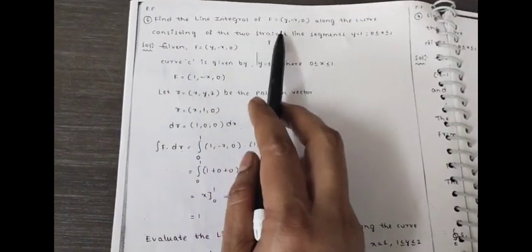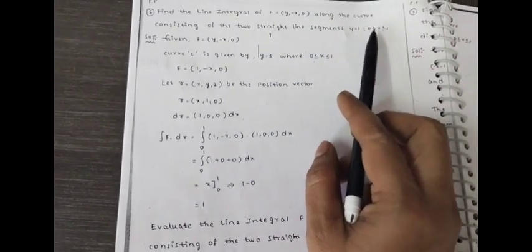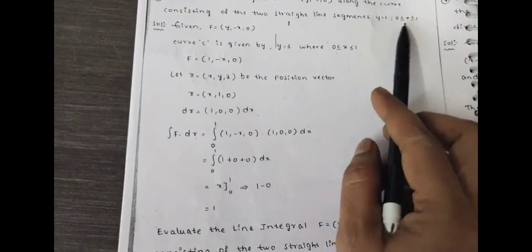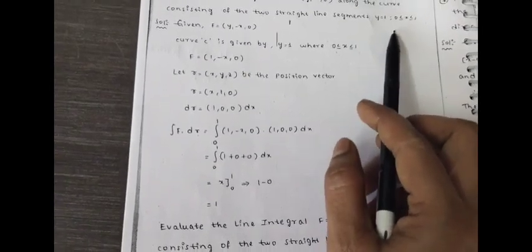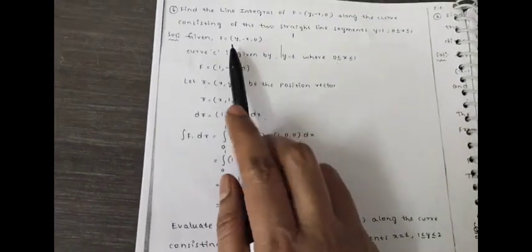Now we will see practical problem 6. Find the line integral of f is given along the curve consisting of two straight line segments y equals to 1 and x limits are given as 0 to 1. So here x limits are given, means you need to convert all in terms of x's, and here line segment y equals to 1 is given, then you can substitute in the field.